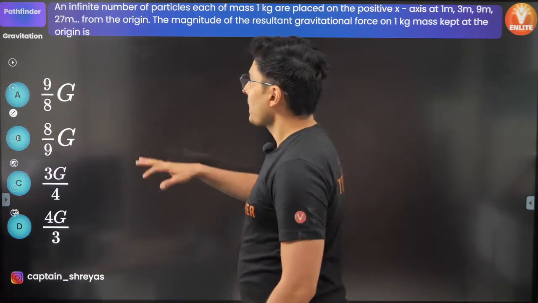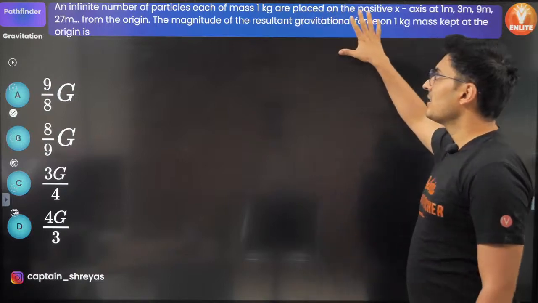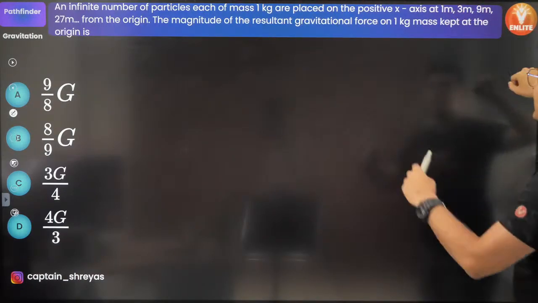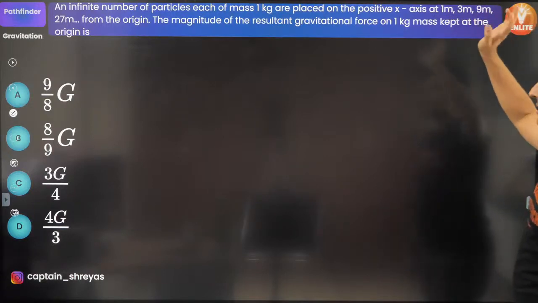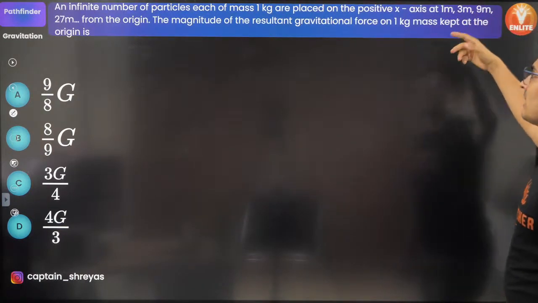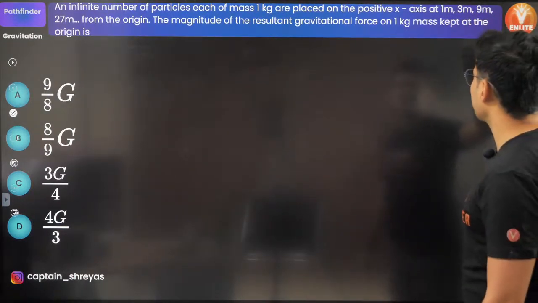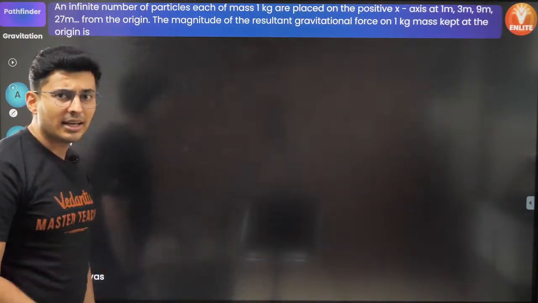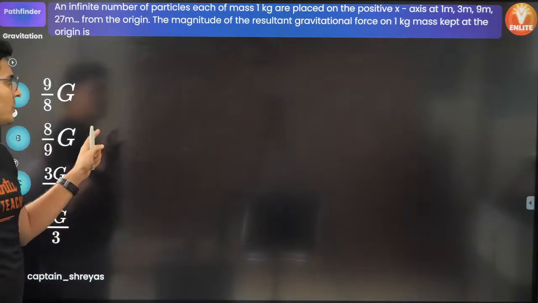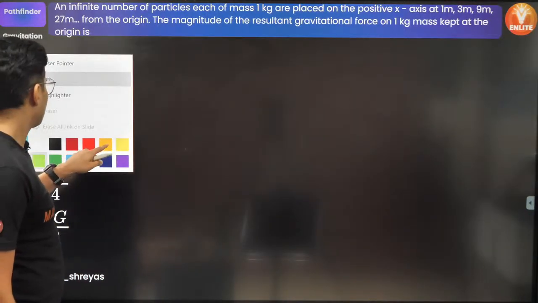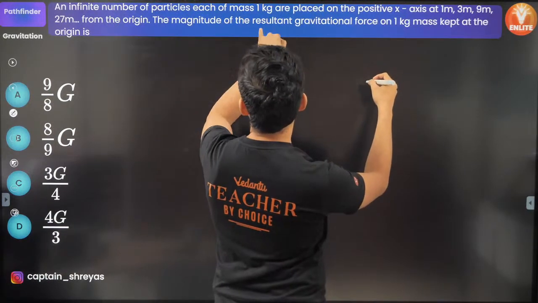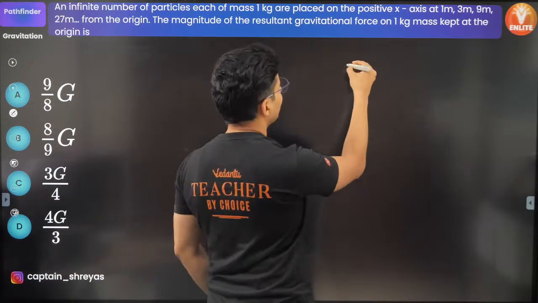Welcome, bacha. An infinite number of particles, each of mass 1 kg, are placed on the x-axis at 1, 3, 9, etc. The magnitude of the resultant gravitational force on the 1 kg mass kept at the origin is? Let's draw it, only then I think we can solve this question. So first of all, let's draw this situation: infinite number of masses, the magnitude of the resultant on the 1 kg mass.